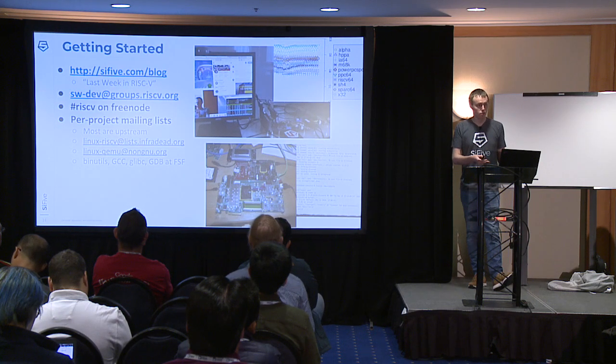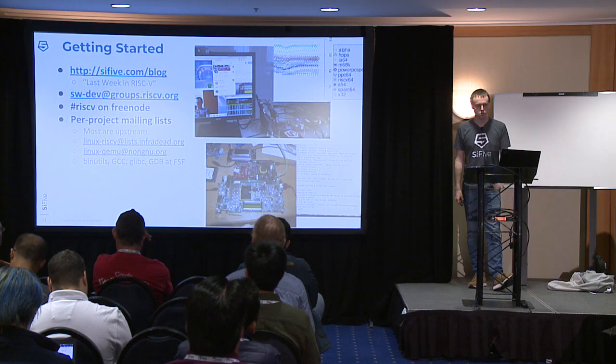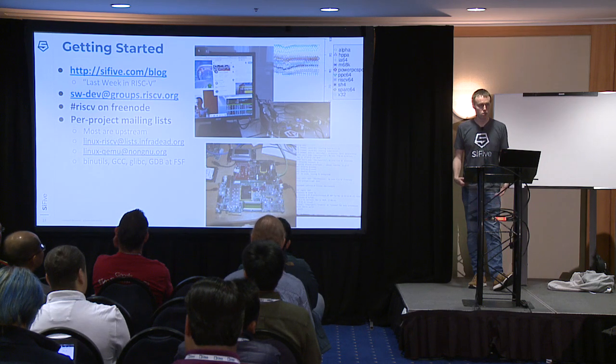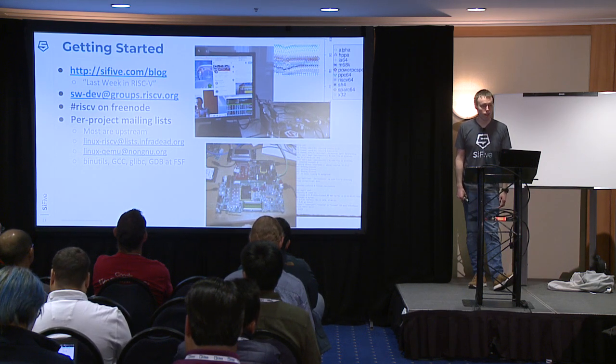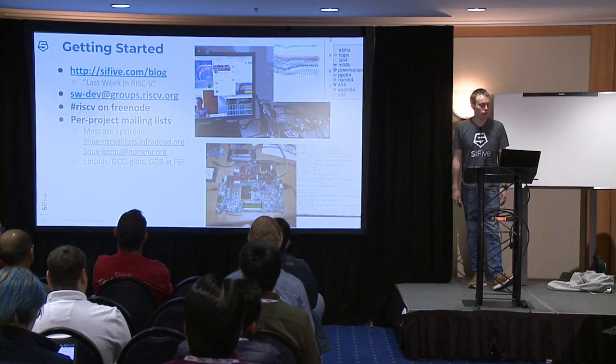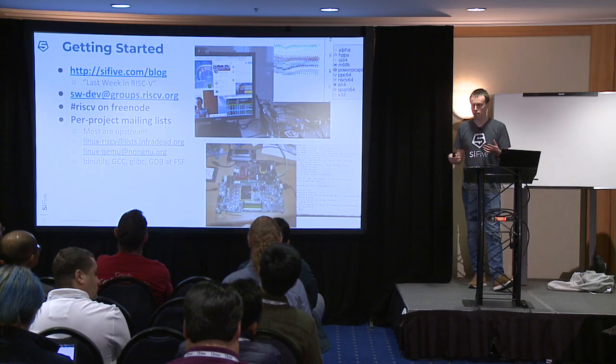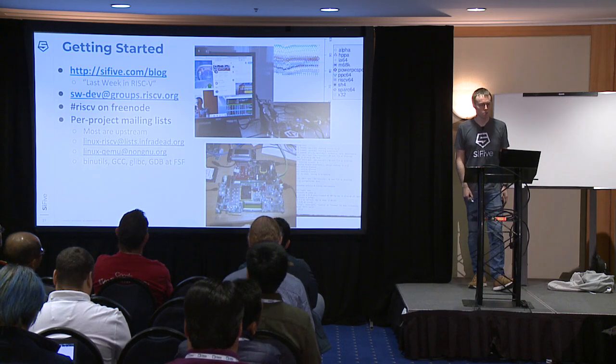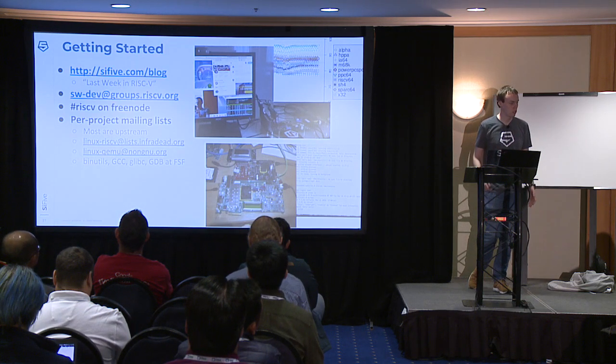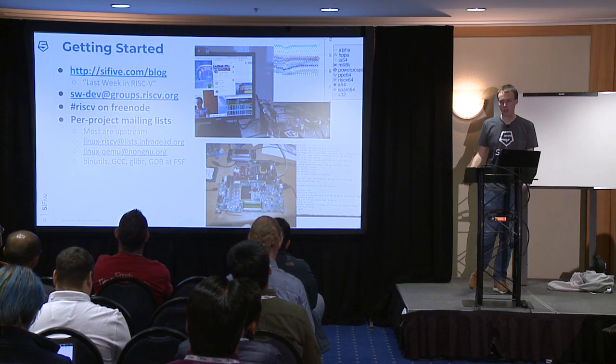And then if you're involved in open source software, like I assume most of you here are, most of our ports are upstream now, and development happens where you'd expect it to happen, right? Upstream mailing lists. We have a couple for the projects that tend to get their own mailing lists, like Linux and QEMU, and then binutils, GCC, glibc, GDB, all at the FSF, just kind of like normal.